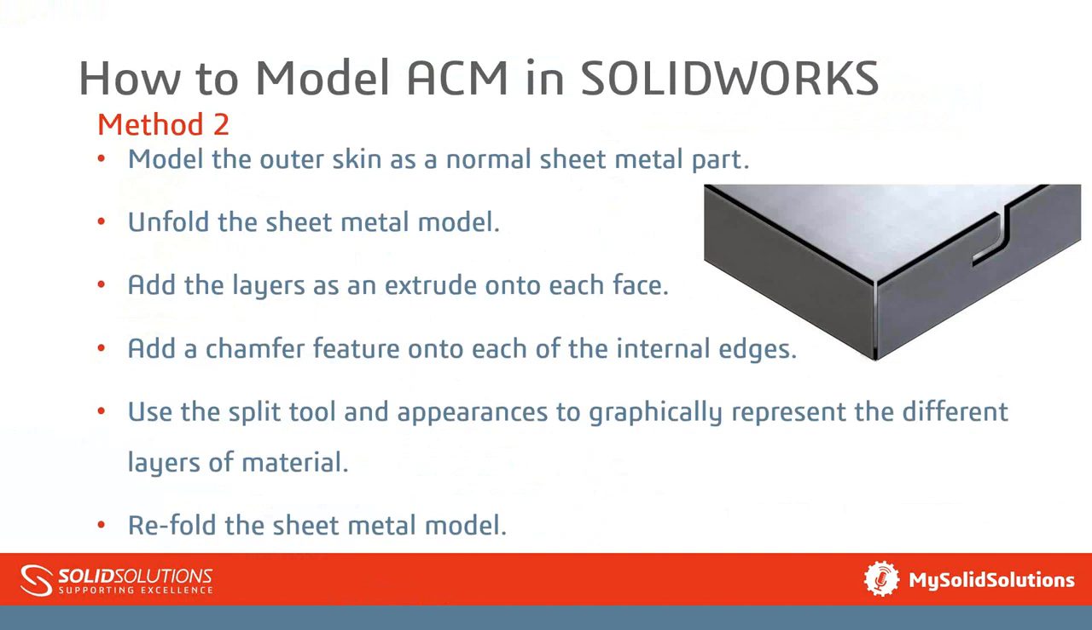So I guess in terms of if you were after the actual mass of the item, you get a much more accurate result with the first method because we've actually got the separate bodies there. We've been able to assign the different materials to it, whereas in the second option, we're more graphically representing it.